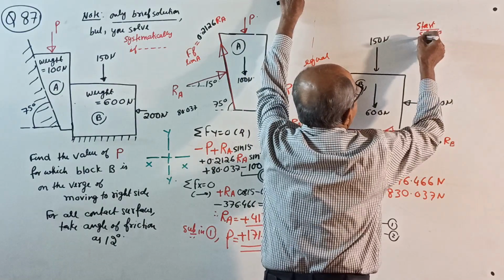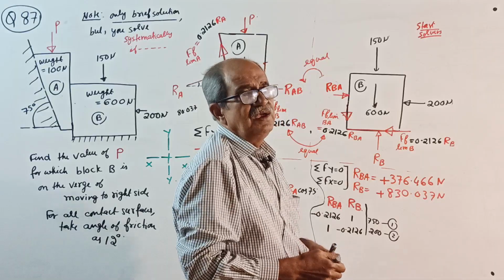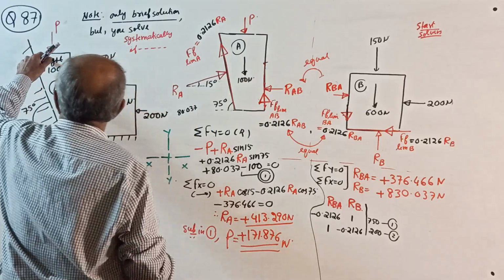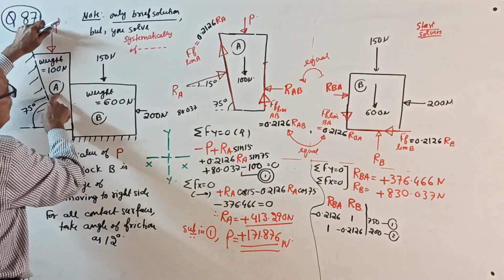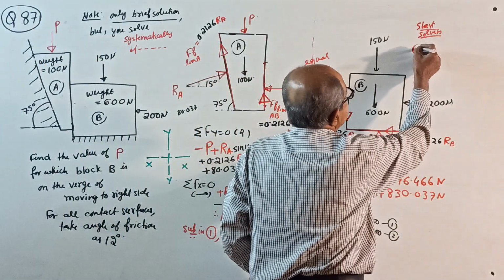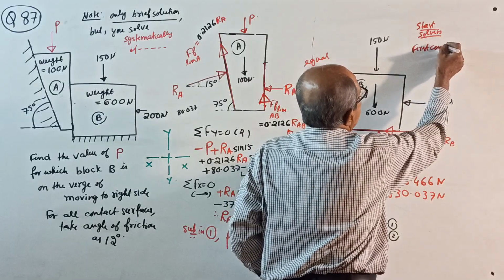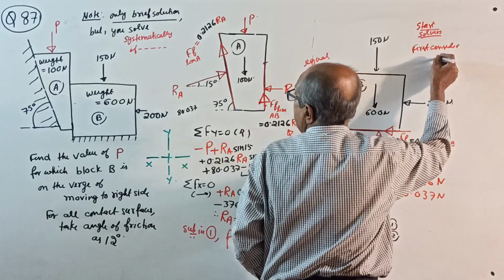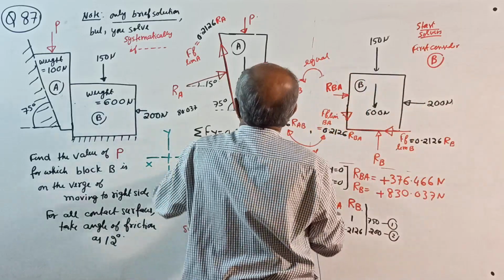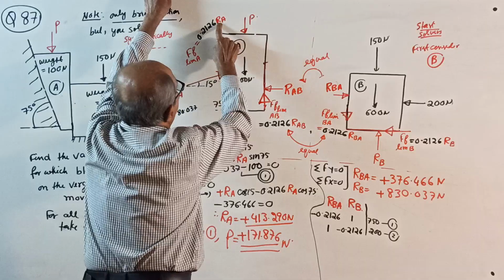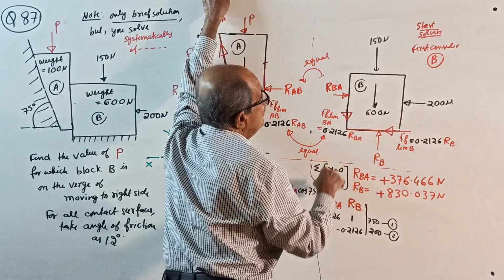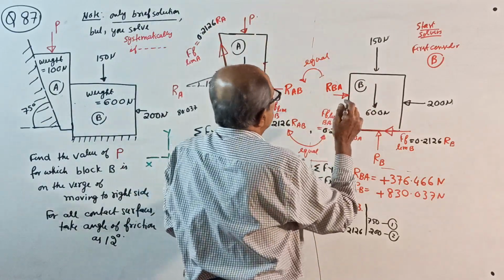Then remember, first consider which block. See here, our unknown is here. Which one? P is the unknown. You should start from block B. Therefore, very important, first consider block B. Why I told you? See here, unknowns P, RA, RAB. Unknowns here, RB and RBA. That's all. So first, after all this one over, first consider B.